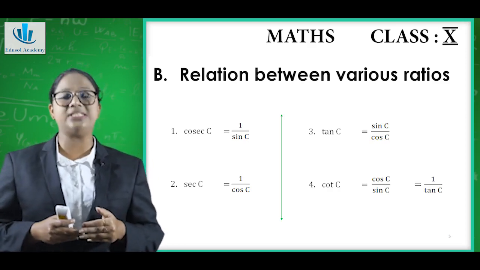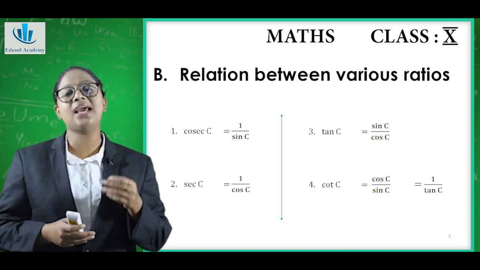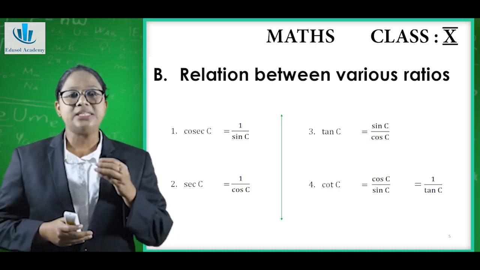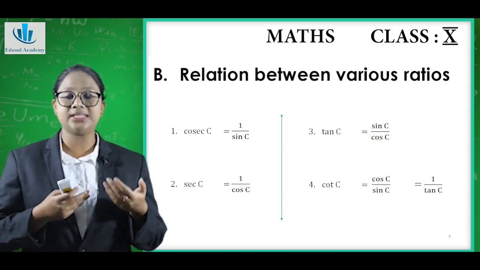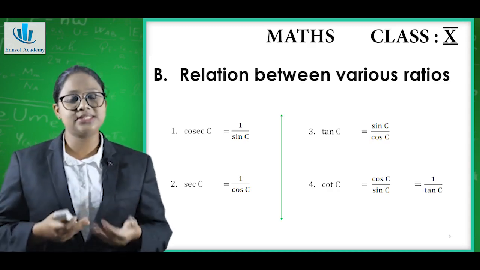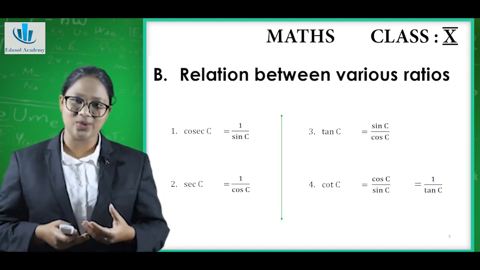Now moving on to tan. We already said that tan doesn't have any hypotenuse in the ratio. So tan can be expressed as sine by cos. Tan C is equal to sine C by cos C. That is a relation between tan, sine and cos.